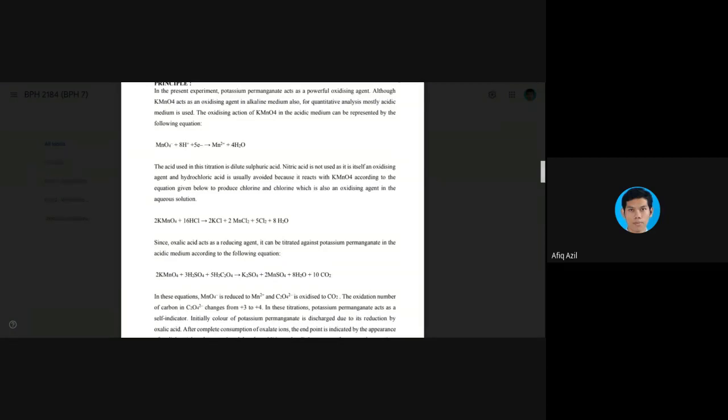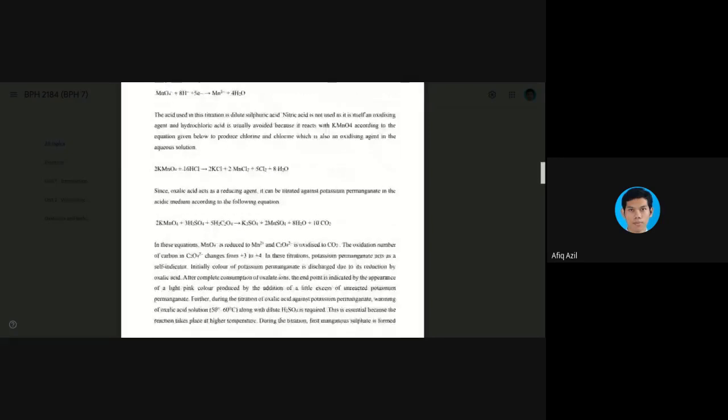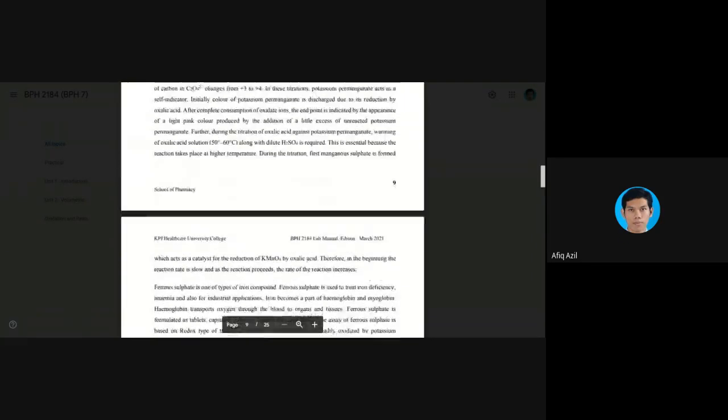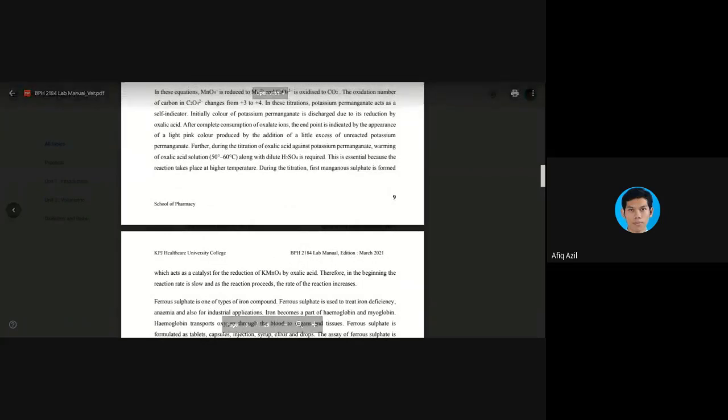So this KMnO4 is a very strong oxidizing agent, and it doesn't come straight away in solution form. Normally it comes in solid, and you have to dissolve it to turn it into liquid. In this particular titration, the concentration that you are going to prepare is 0.1 N normality, which is the same as 0.1 M molarity. So you have to prepare 0.1 M KMnO4.